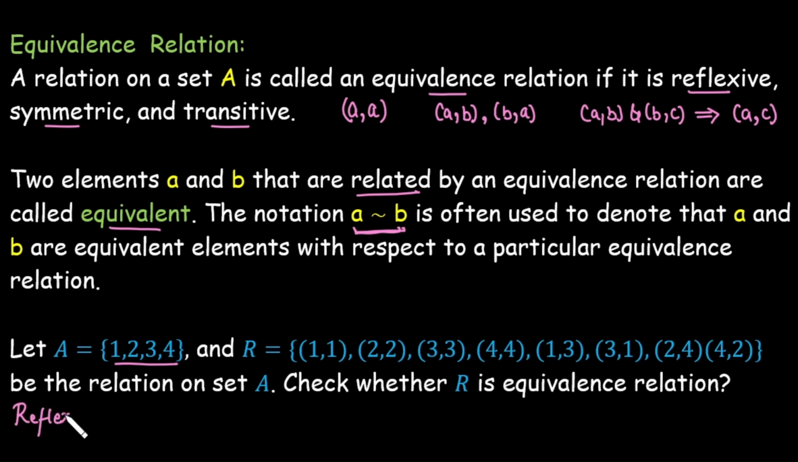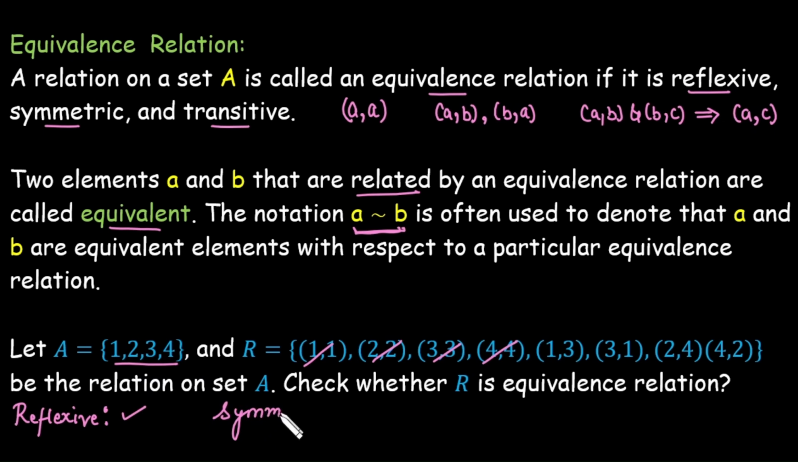First thing, we need to check whether this is a reflexive relation. Reflexive means every element is related to itself. So there are four elements, means every element from this set is related to itself. Is it there? Let's check it. Ordered pair 1, 1, ordered pair 2, 2, ordered pair 3, 3, ordered pair 4, 4. So it means every element is related to itself. So hence it is reflexive.